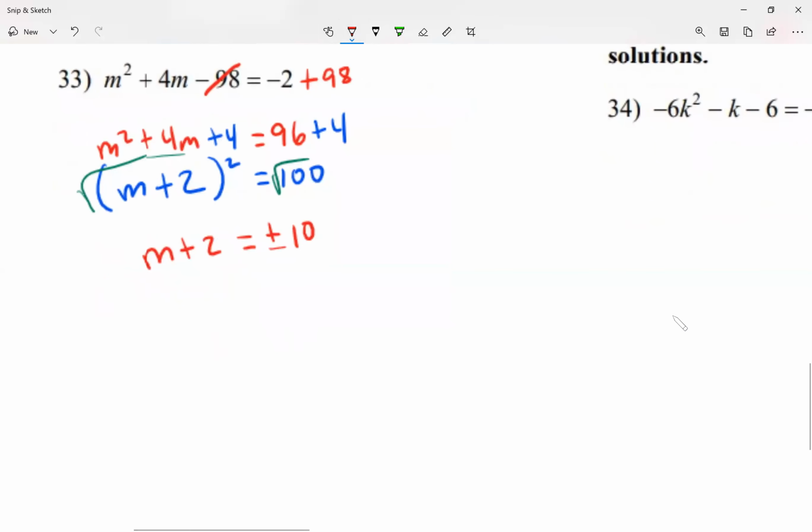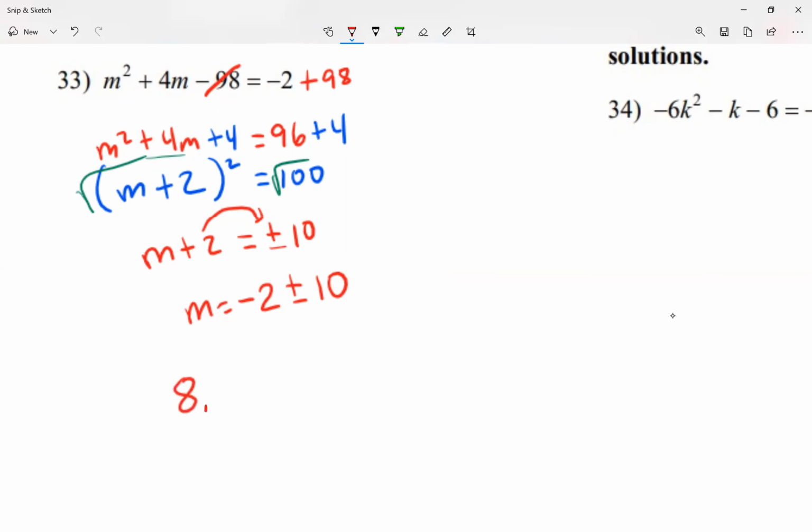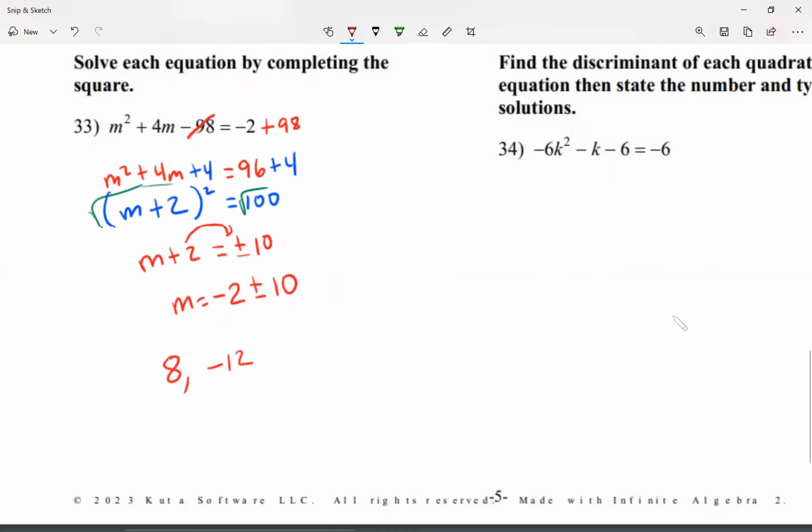So that means that m, let me move this positive 2 over. Don't forget to switch the sign. So negative 2 plus or minus 10. All right, well, let me find the actual solutions. Negative 2 plus 10 is 8. Negative 2 minus 10 is negative 12. So that was by completing the square.